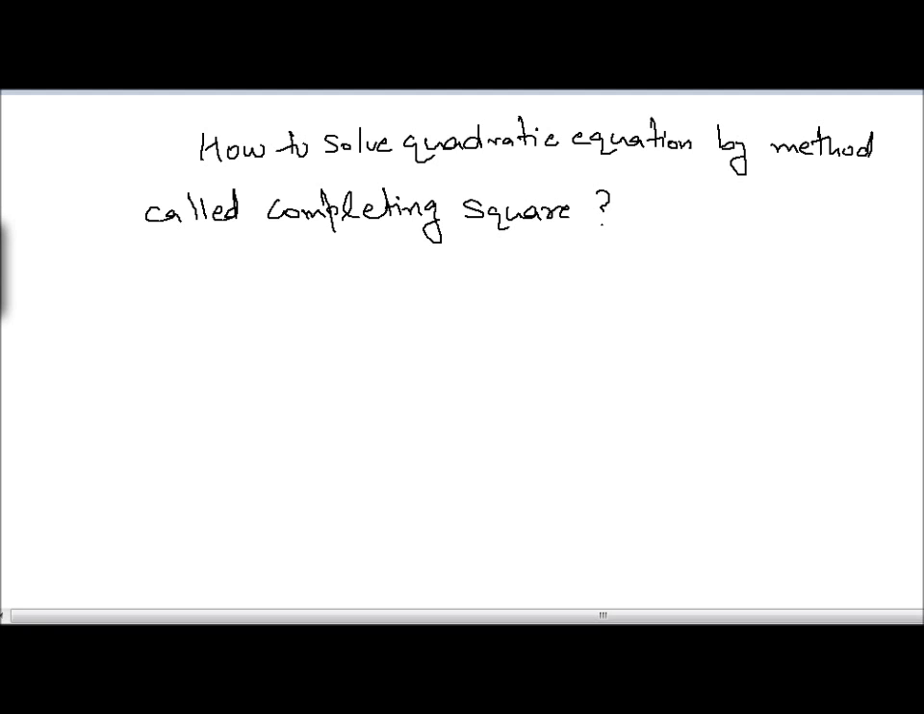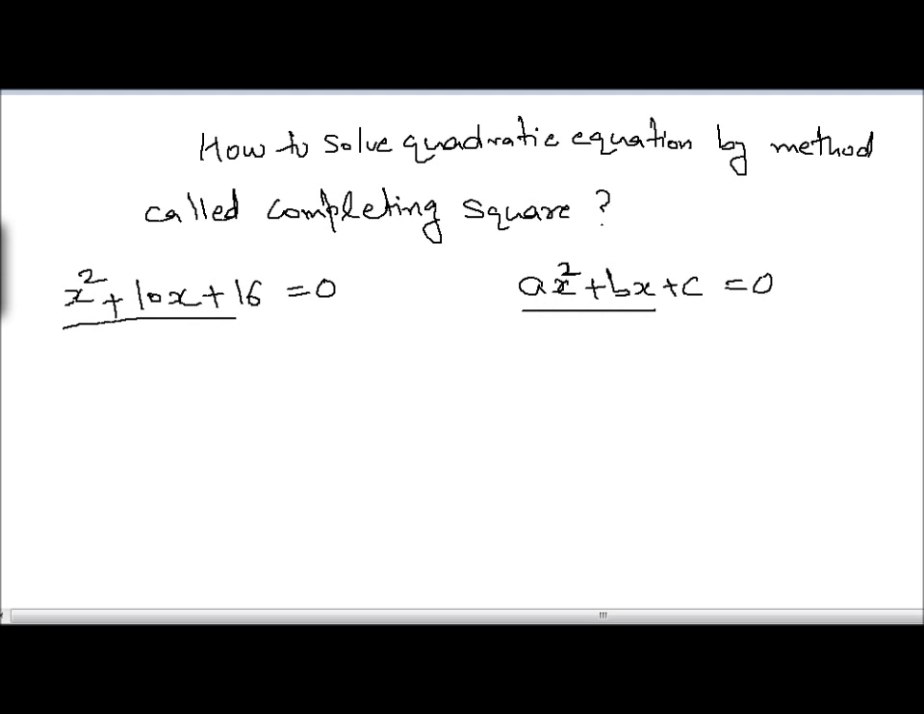Now let's take an example of a quadratic equation that we can solve by the completing the square method. Let's say we have x square plus 10x plus 16 equal to 0. The very first step is you need to make sure that the value of a in the quadratic equation is 1. We know that the general form of a quadratic equation is ax square plus bx plus c is equal to 0. Now when we compare both of the equations, the value of a comes out to be 1 here.